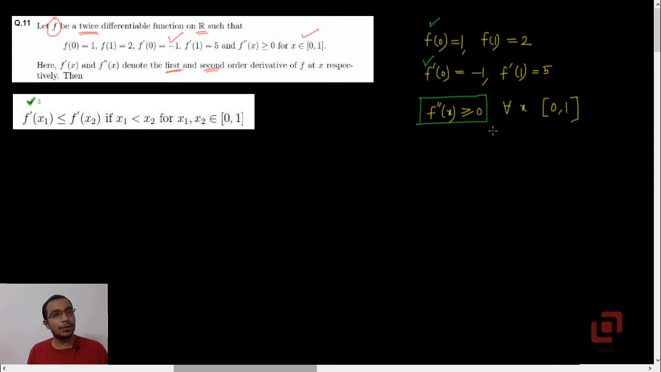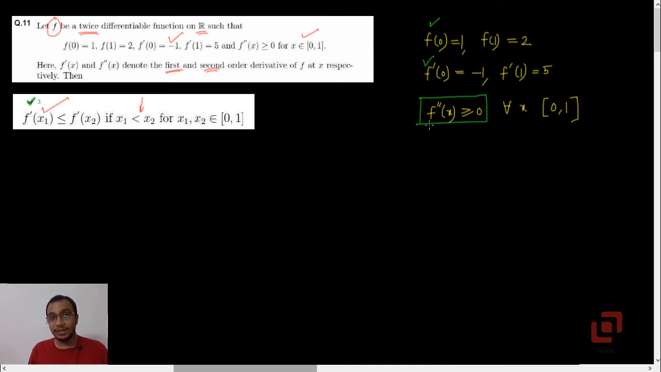Now if you go to the third option first, because it is the easiest of the four, the result is not very difficult to prove. The third option says that f dash of x1 is less than or equal to f dash of x2 if x1 is less than x2, for x1, x2 in the closed interval 0 to 1. Now this is very simple to prove.